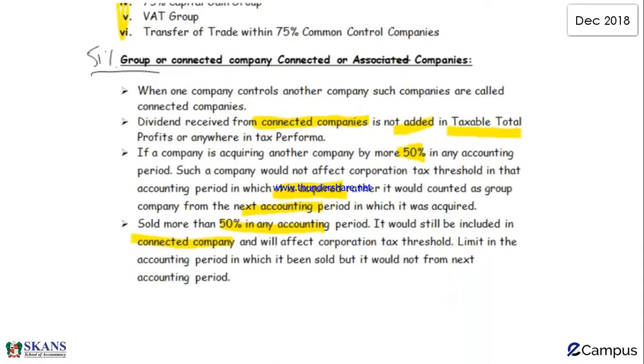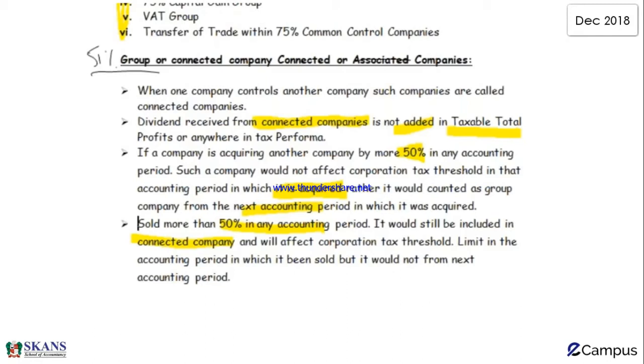What are the implications? Corporation tax limits are to be divided by the total number of connected or 51% group companies. Group companies' dividends are not included in augmented profits, and a company which has been sold during the year would remain your group company for that accounting period, and a company which is acquired during the year would not become your connected or group company in the accounting period in which it is acquired.